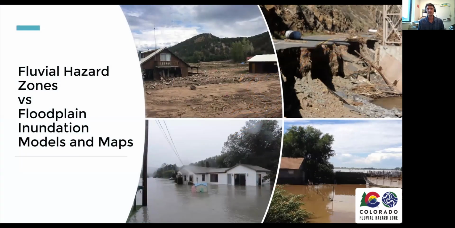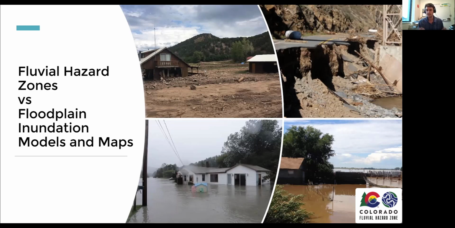So, a quick comparison between fluvial hazard zones and floodplain inundation maps and models. The fluvial hazard zone is not a model. It is an interpretation of data. It's LiDAR data, hydrology data, geologic data, among others, to identify these zones where we have fluvial geomorphic hazards. Fluvial refers to rivers, and geomorphic refers to the form, the morphology, of the landscape. So we're talking about where river movement could influence the form of the landscape.